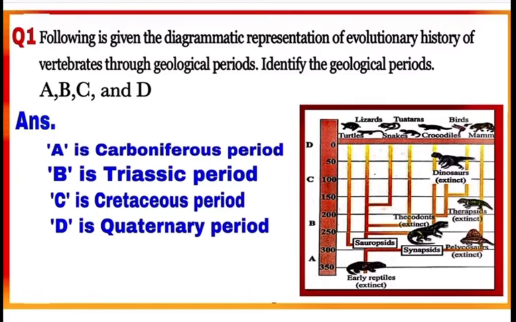C is Cretaceous period. It is third and final period of Mesozoic era, as well as it is the largest period of Mesozoic era. D is Quaternary period. It is the current and most recent period of Cenozoic era in the geological time scale.